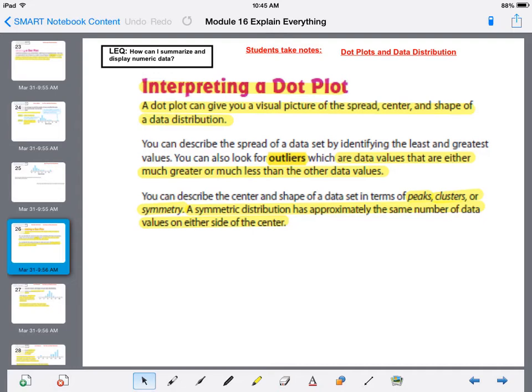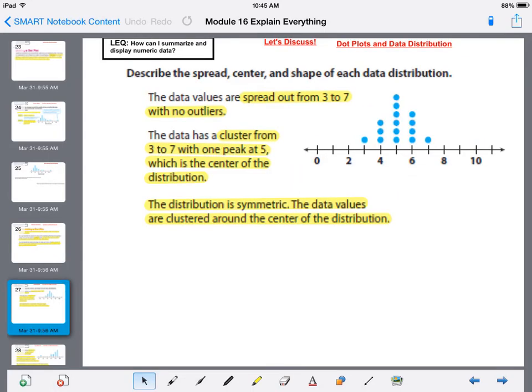Symmetry means a symmetric distribution has approximately the same number of data values on either side of the center. Typically, we think about symmetric being exactly the same. When we talk about a dot plot, we want it to be approximately the same number. So if we folded this dot plot in half, or if we cut it in half, would it look balanced on both sides? That would be symmetrical.